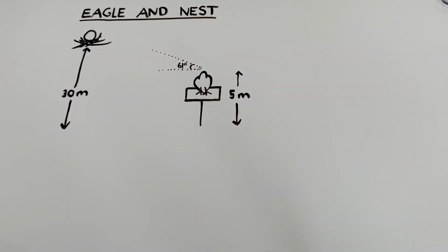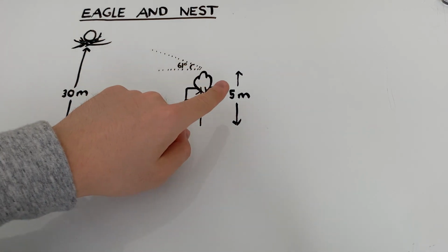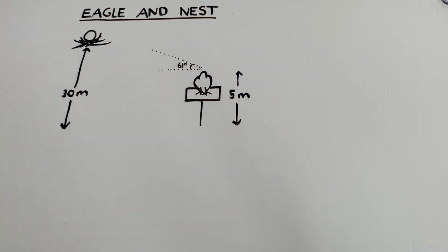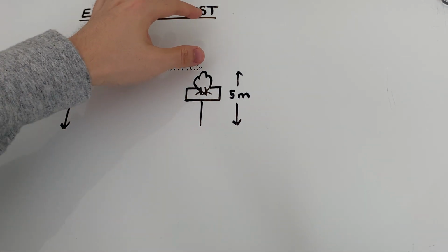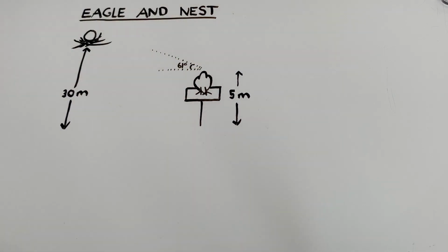So the first thing we need to get out of the way is if this cliff is 30 meters high and the eagle is 5 meters above the ground, then the remaining distance from the eagle to the top of the nest, so this vertical distance, well, that would be 30 take away 5, which is 25 meters.